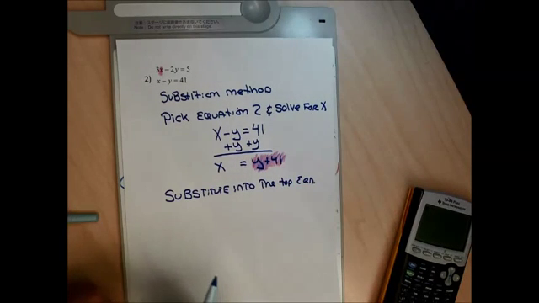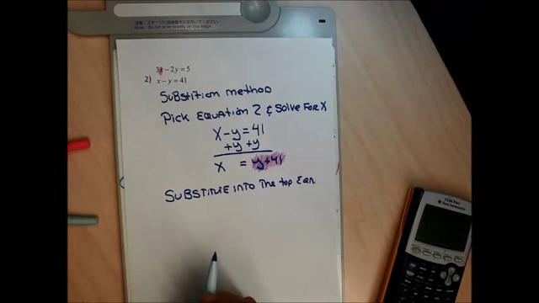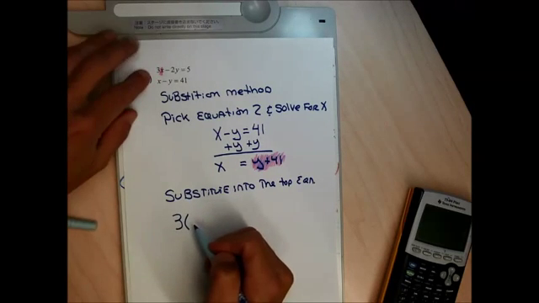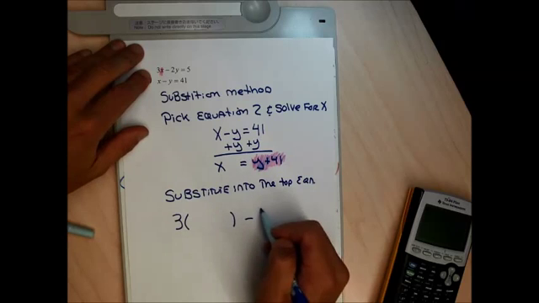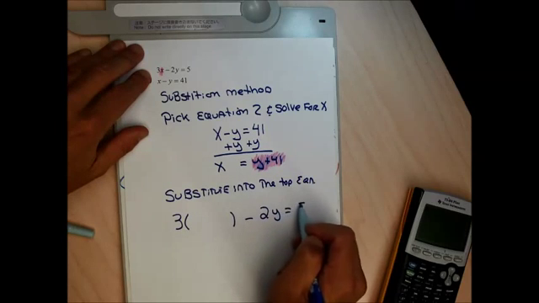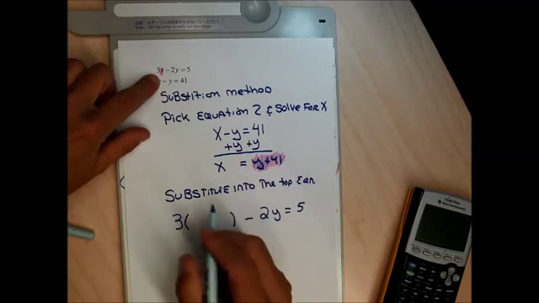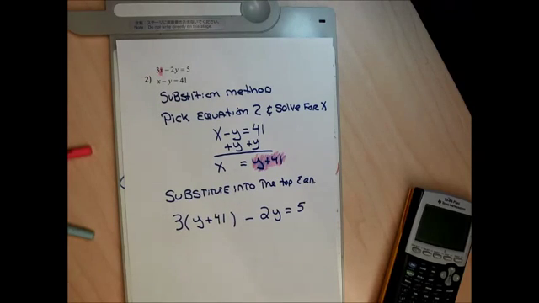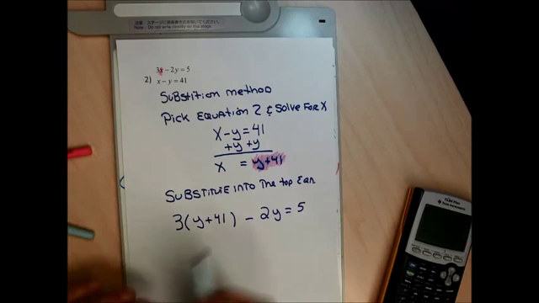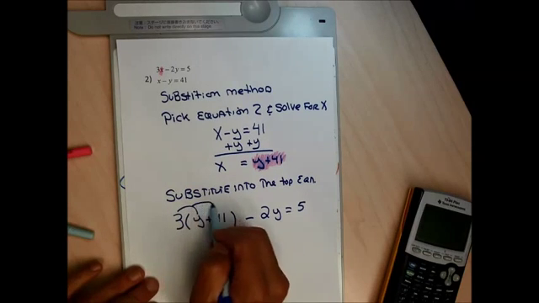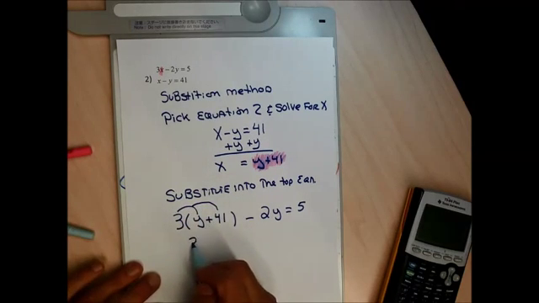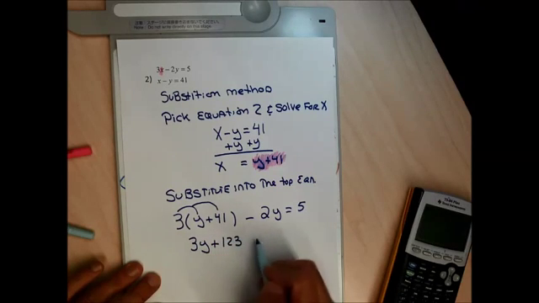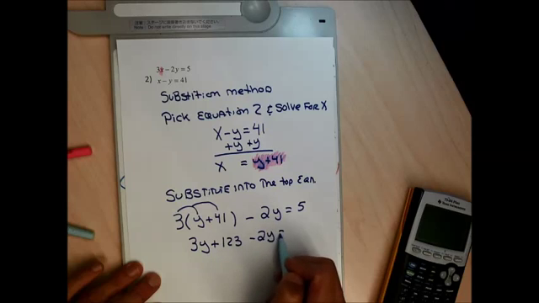I'm surprised to see such a big number. That 41 is not really comforting, but it is what it is. So in the top equation, 3x minus 2y equal to 5, I'm going to change the x to y plus 41. And because that's a binomial, I put it in parentheses. Now I'm going to clear the parentheses by multiplying 3 times y and 3 times 41. This is going to give me 3y plus 123 minus 2y equals 5.